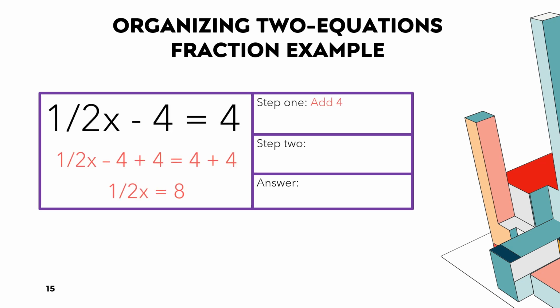Let's compare notes. I started by adding 4 to both sides of the equation. This is why I put add 4 in the step 1 box. When I add 4 to -4, I get 0. So, on the left side, I have 1/2 of x. On the right side, I added 4 to 4 and got 8. Now, I have 1/2 of x is equal to 8. We are ready for step 2.